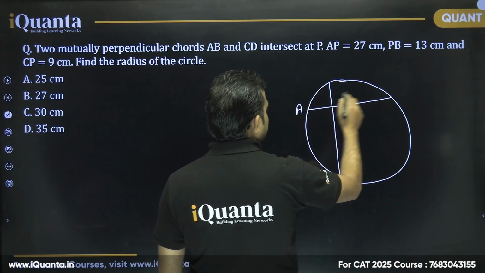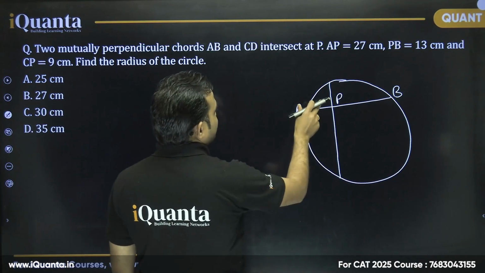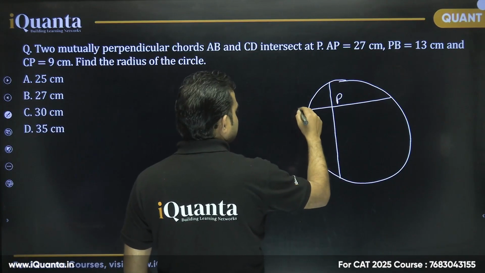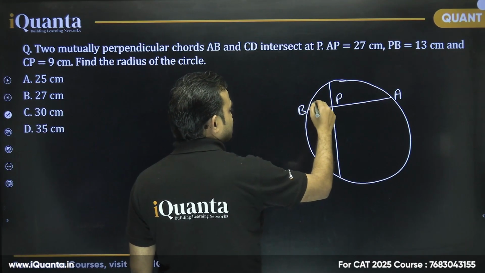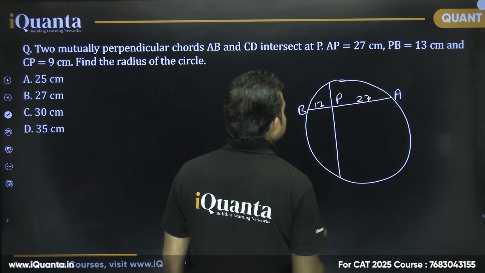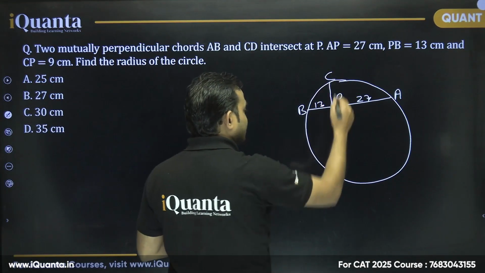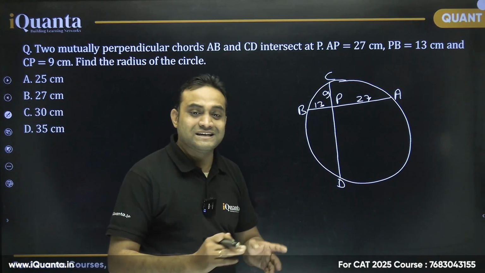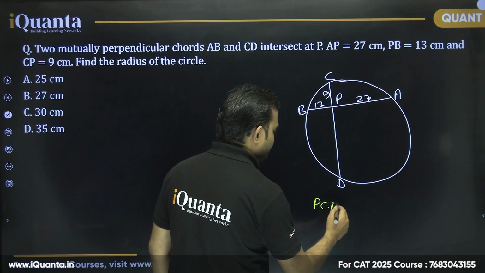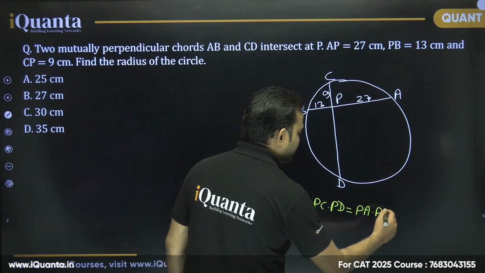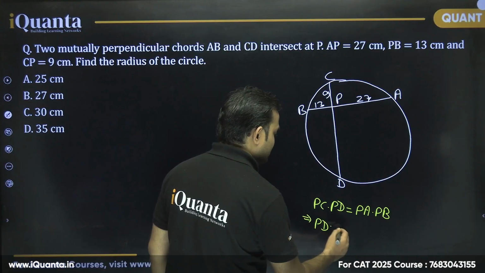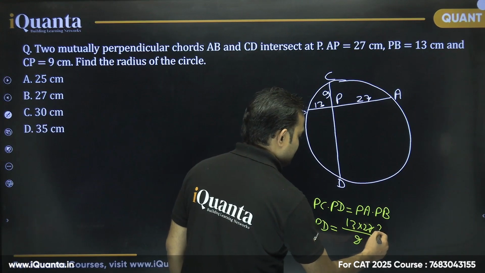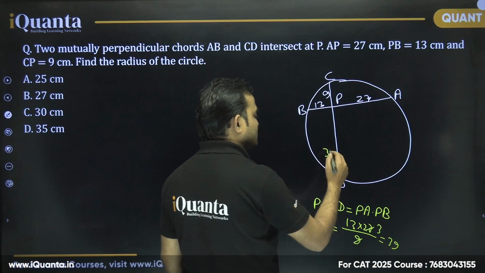Can we take this as AB? The intersection point is P, so AP, okay, I should take this as B because AP is bigger than PB, so let's take this as B, this as A. This will be 13, this will be 27, and then it says CP is 9. Now we know that whenever two chords are intersecting each other, PC into PD is equal to PA into PB, right? So from there PD will be equal to PA into PB, which is 13 into 27 divided by PC, which is 9. So 3 times 13 will be equal to 39. So PD is equal to 39.